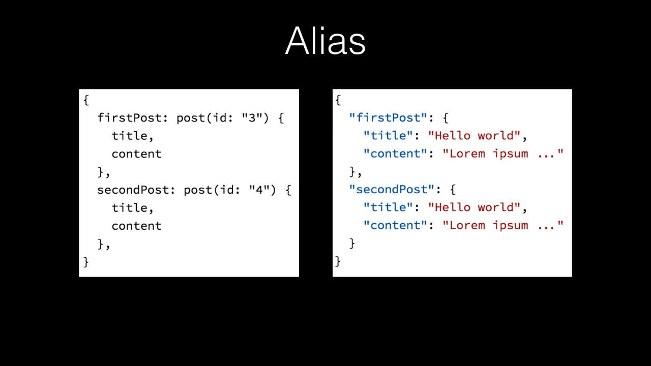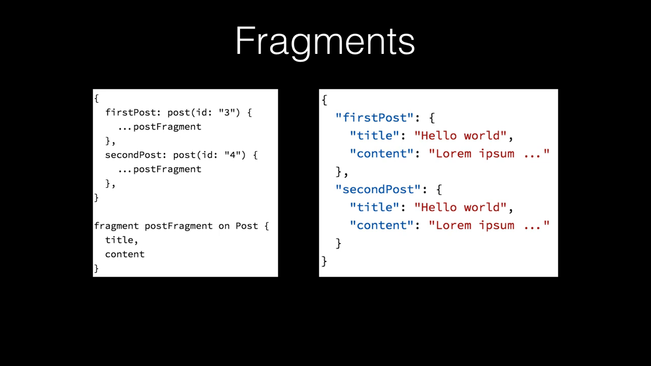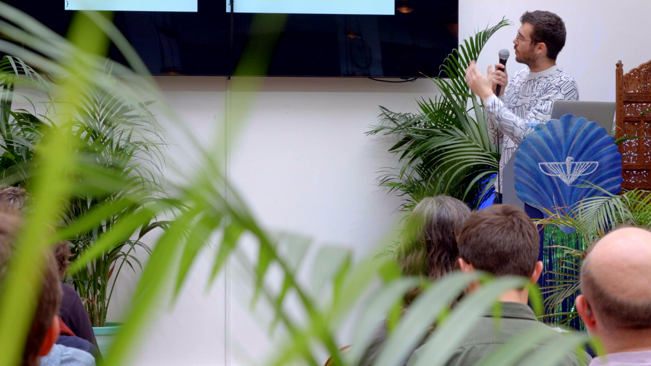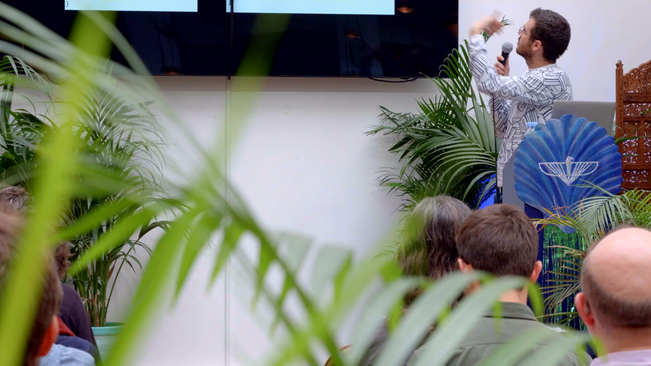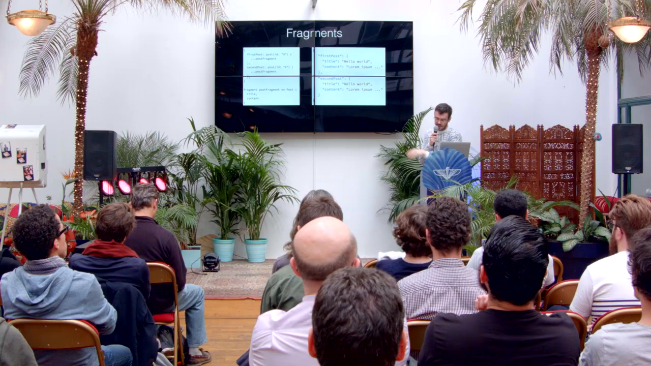And to avoid repeating the same field again and again in complex GraphQL query, you can create fragment that you will use in your main query. So it's exactly the same as the query just before, but instead of repeating title and content, I create a fragment called post fragment, and I reuse this fragment in my first post query and my second post query. And I have the exact same result.